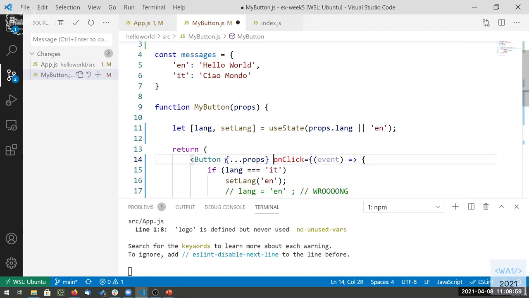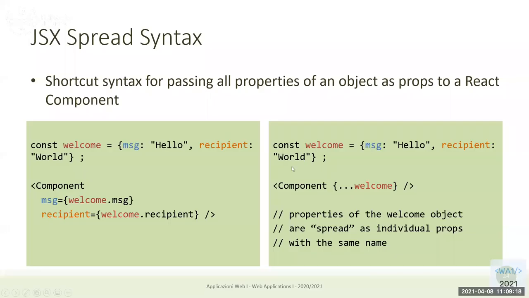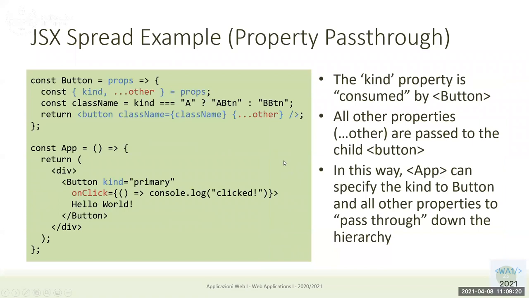And so I will be adding to the button call many new properties, many new parameters corresponding to all the properties that they already received. If I want to pass through everything and maybe add something. Okay, so this is very convenient syntax. It's not new, but in this context, it's convenient.